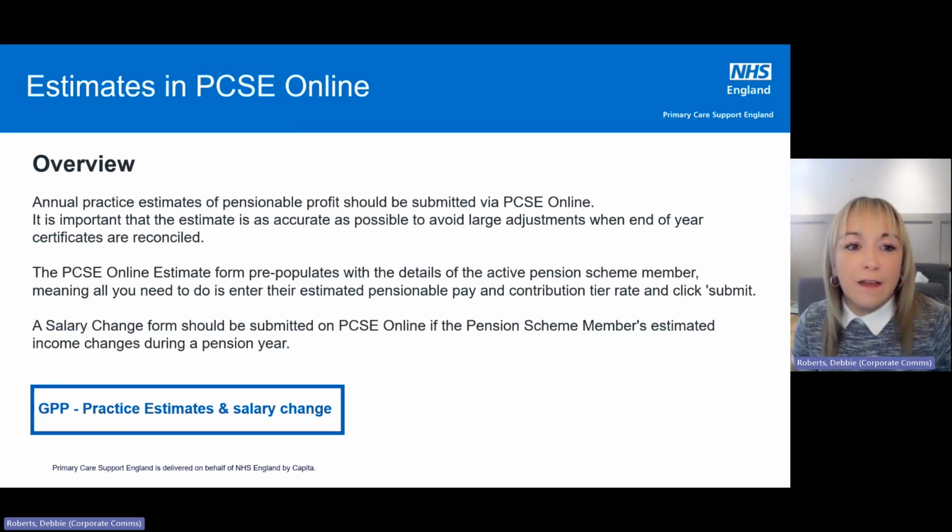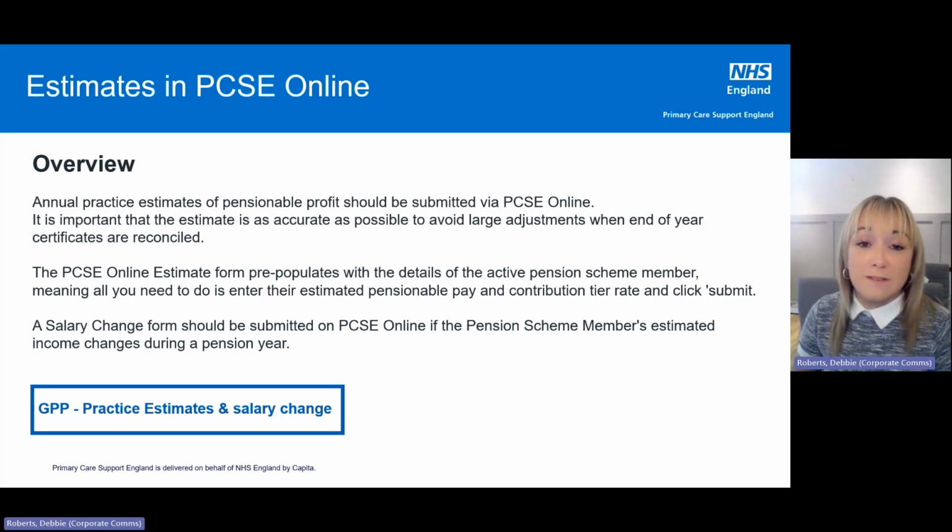So just a quick overview then. The annual practice estimate of pensionable profit should be submitted via PCSE Online, and it is important that the estimate is as accurate as possible to avoid large adjustments when end of year certificates are reconciled. Now, the PCSE Online estimate form does pre-populate with the details of the active pension scheme member, meaning all you need to do is go in and pop all the estimated pensionable pay and the tier rate in there.